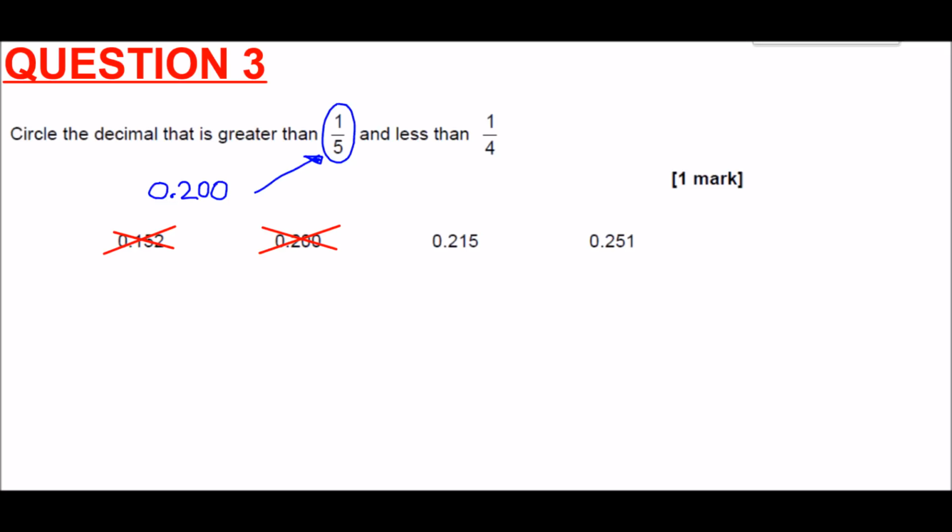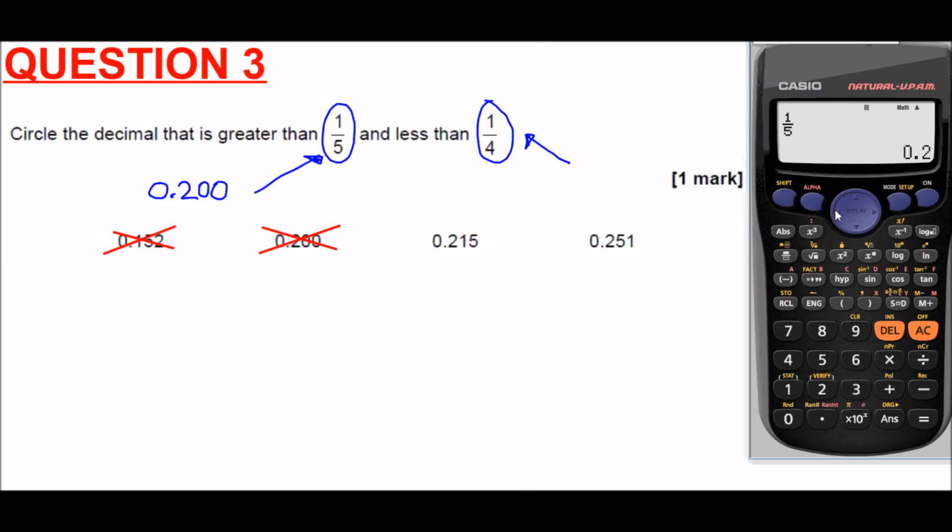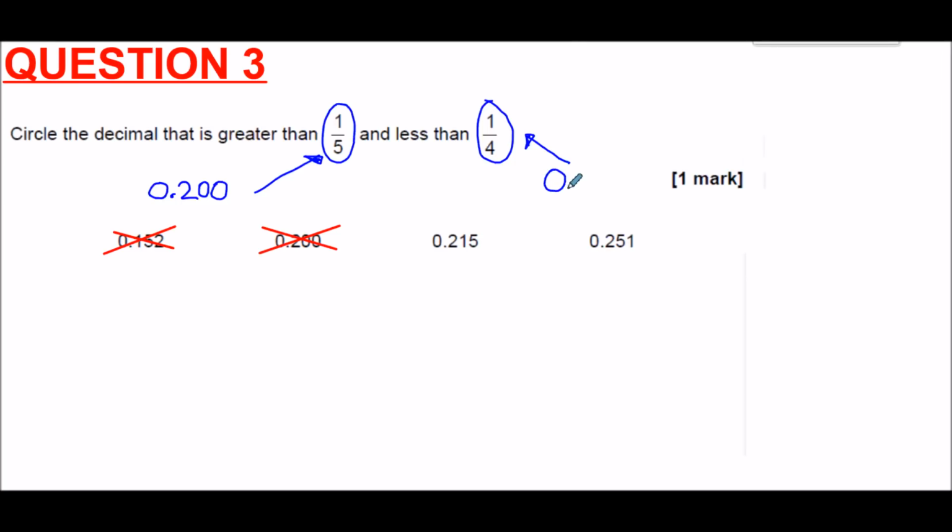Finally, if we have a look at 1/4 and change that into a decimal, 1/4, let's go back and edit this, 1/4 equals 0.25. So again, to convert that to a number with 3 decimal places, we can include an extra 0. So which one of these 2 remaining options is less than 0.250?